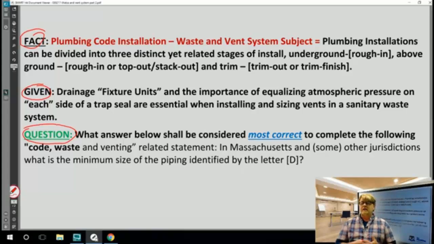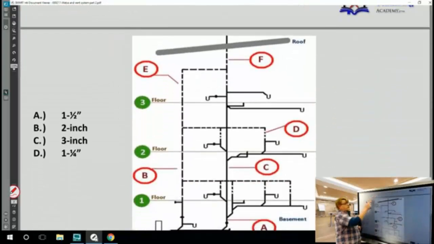So again, the question in this case is, what answer below shall be considered most correct to complete the following code, waste, and venting related statement? In Massachusetts and in some other jurisdictions, what is the minimum size piping identified by the letter D? Obviously the letter D is going to be on the figure we're going to show you in just a second, so we'll bring that up onto your screen so you can see it.